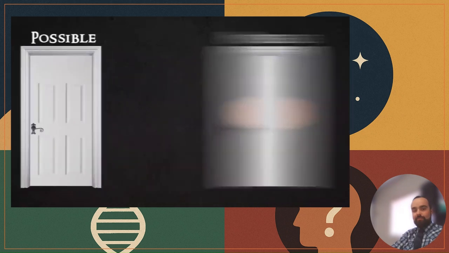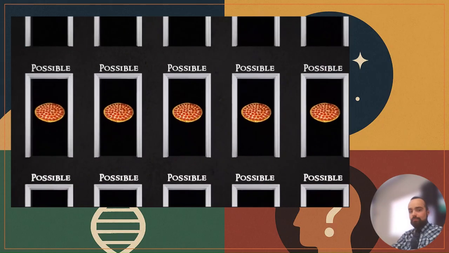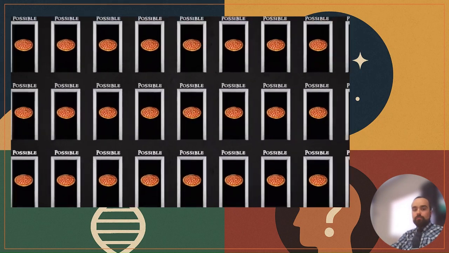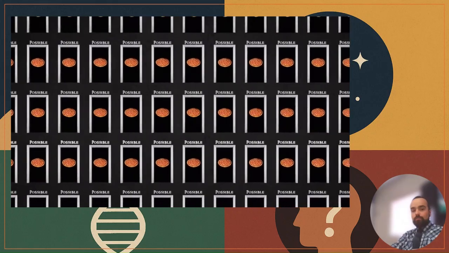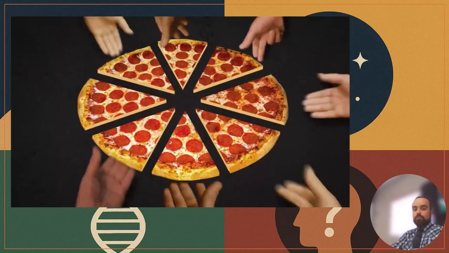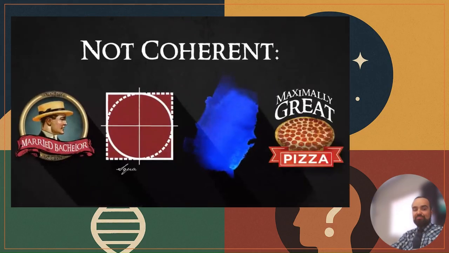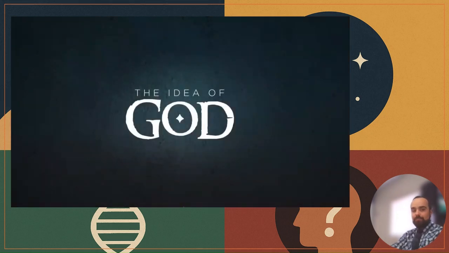In the second place, a maximally great pizza would have to exist in every logically possible world. But that would mean that it couldn't be eaten. So it wouldn't really be a pizza, because a pizza is something you can eat. The idea of a maximally great pizza turns out not to be a coherent idea, unlike the idea of God. So does that make sense? A maximally great pizza is not a logically coherent concept.